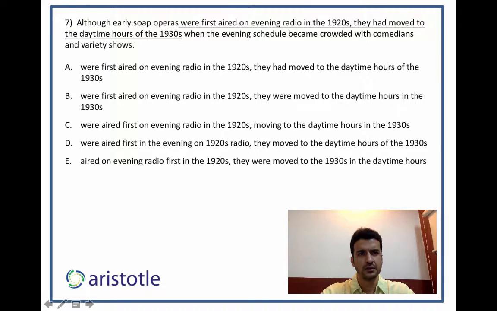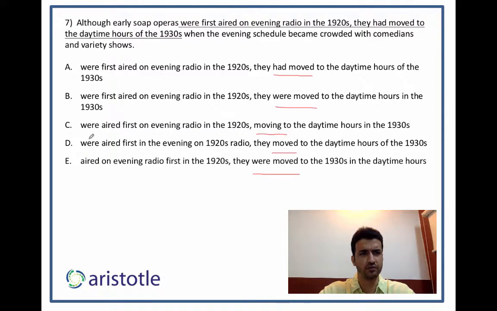Here it is. Slightly more difficult maybe. So again, you can pause the video, try the question, and come back and play the video. Okay. So in this question, if you try to do a split with the first word, it can get a little confusing. "Were first aired" or "aired first" or "only aired," which is also simple past tense. "Were aired" is also simple past tense. So I think the best place to do your splits is right here after the comma. Had moved, were moved, moving, moved, were moved. It's a clear split over here.